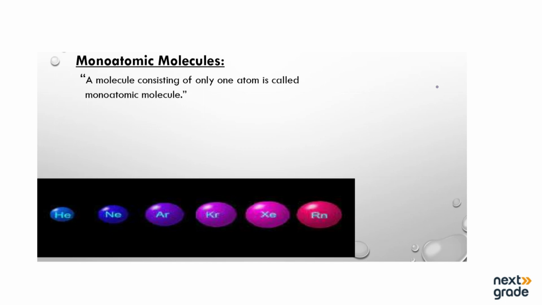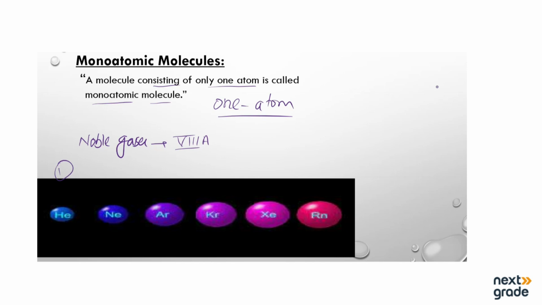Mono means one, atomic means atoms. So a molecule consisting of only one atom is called a monoatomic molecule. From the name we already know, mono means one. The examples of monatomic molecules are all the noble gases. Noble gases are from group 8A of the periodic table.